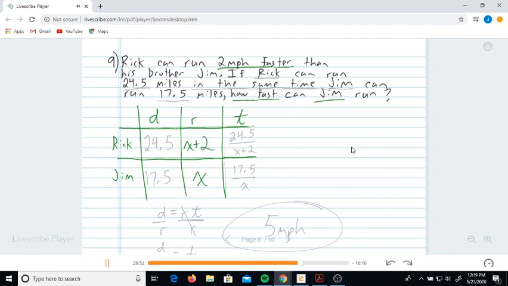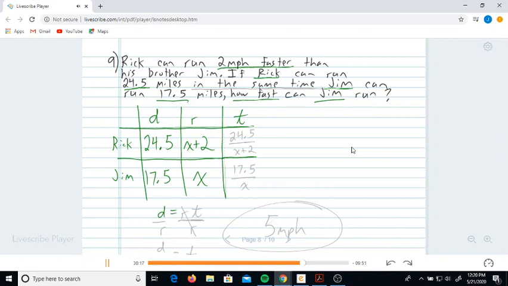And then we want to ask ourselves, okay, do we know distance or time? Well, it says Rick can run 24.5 miles. That pertains to Rick. So Rick has run 24.5 miles. Jim has run 17.5 miles. So we know how far each runner has traveled. And then we don't know the time, so this is where we use the formula.